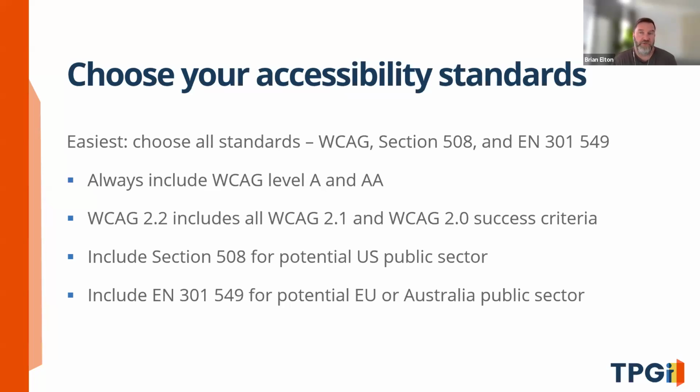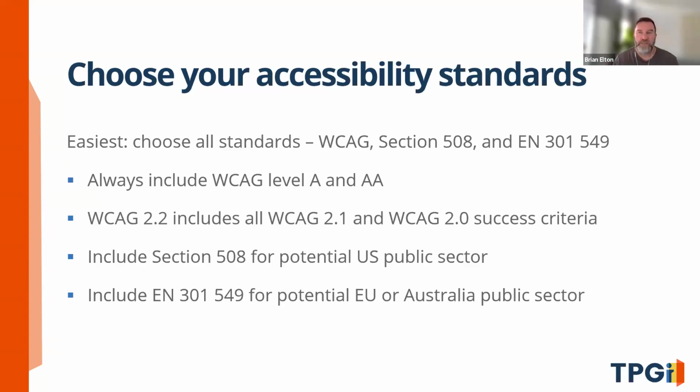Well, the first thing you need to do is choose your accessibility standards. So it's going to be relevant for your potential customers or the regions where you do business. The easiest thing to do is to choose all standards, right? So if we choose to do the international, it's going to include WCAG, level A, double A. It is going to include WCAG version 2.2, right? So, if my buyer is only interested in 2.1 or 2.0, it's okay because 2.2 includes 2.1 and 2.0.